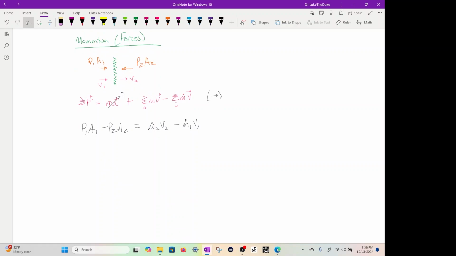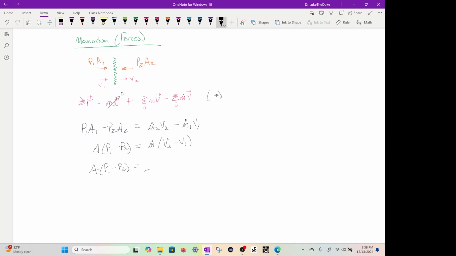We know that the areas are the same, so I'm going to factor out the area. So A times (P1 minus P2). And the mass flow rates are the same. It's conservation of mass, so (V2 minus V1).